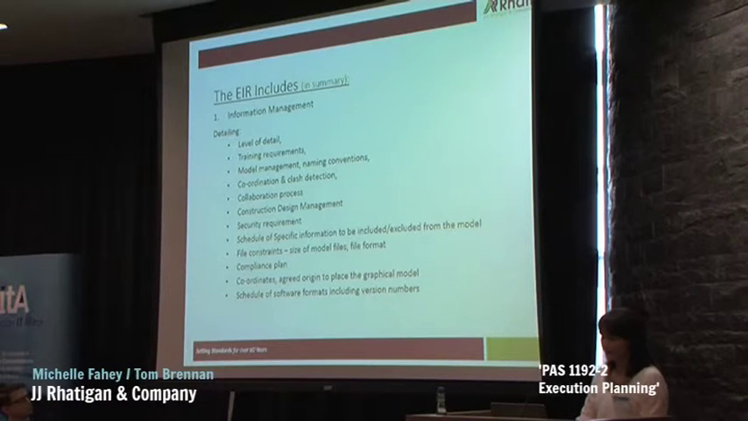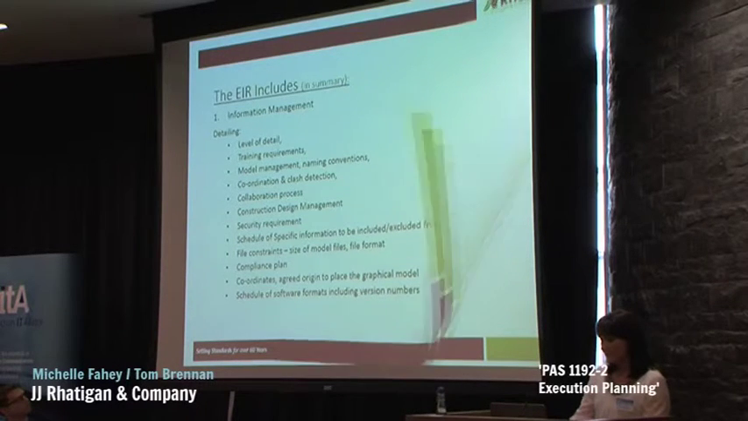So some of the items included in the EIR are the level of detail in the information management, the training requirements, the model management and the naming convention, the coordination and clash detection, the collaboration process, the construction design management, security requirements, schedule of specific information to be included or excluded from the model, the file constraints, the size of the model files, the file format, the compliancy plan, the coordinates, the agreed origin to place the geographical model, and the schedule of software formats including the version numbering.